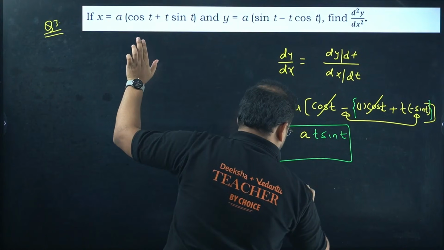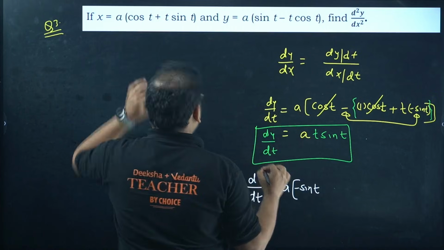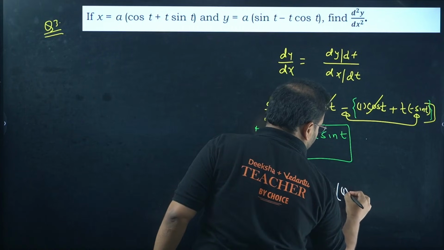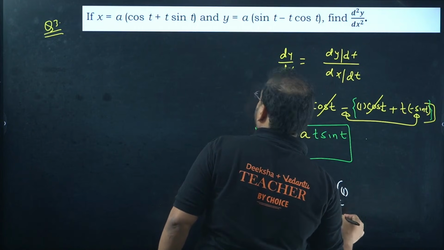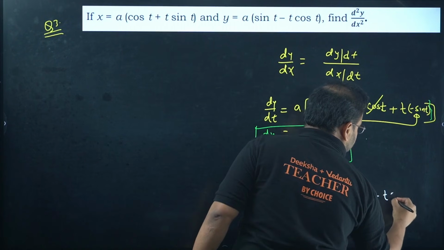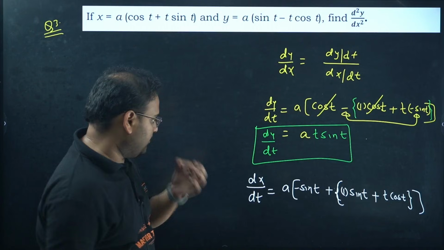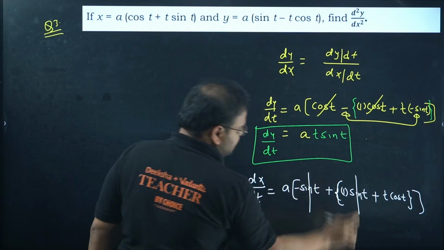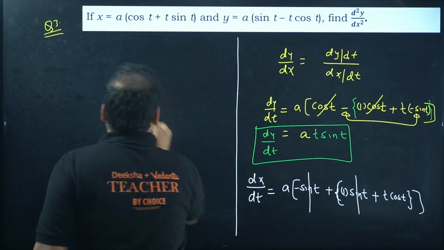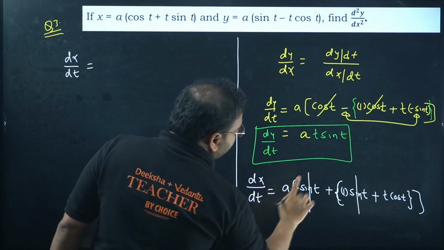Here, a is a constant, keep it outside. Cos will become minus sin t and plus as it is. Differentiate t this time, you'll get 1 and you'll get sin as it is. So sin t comes with a plus sign. T as it is, differentiate sin, so you get cos t. Close the bracket. Is that it? Have a look. So minus sin t and plus sin t is cancelled. What I'm left with actually here is dx by dt is coming out as a t cos t.